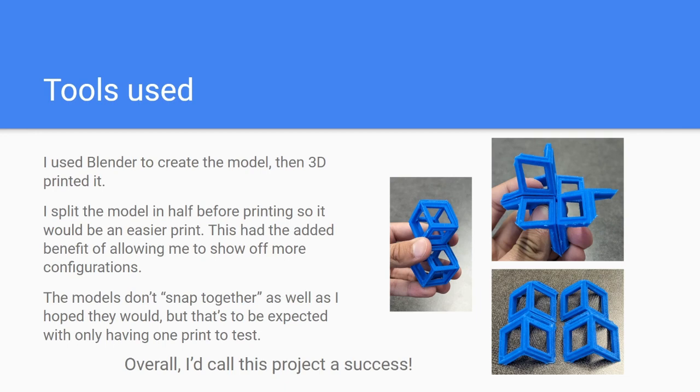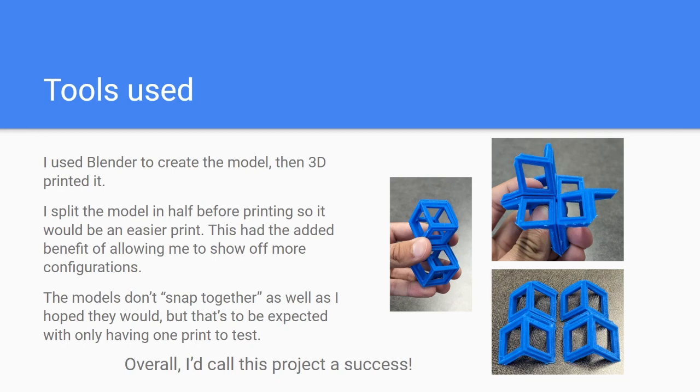To create this, I used Blender to create the model, and then I 3D printed it. Before printing, I split the model in half. That way it would be easier to print. However, in the middle there, you can see what would be 2 cells of the artificial reef. This also allowed me to show off more configurations, so the top right is how 4 would fit together.